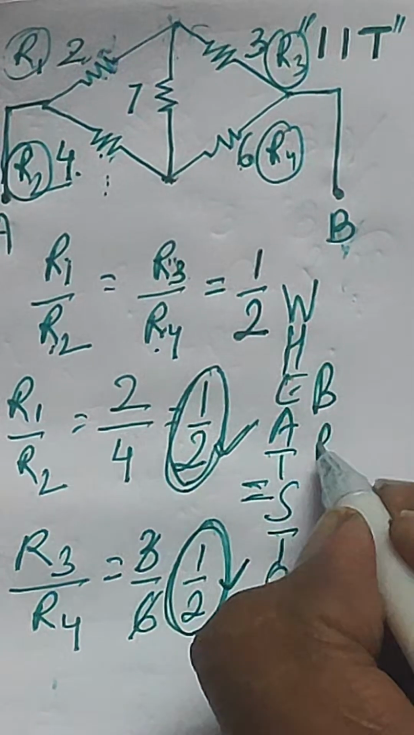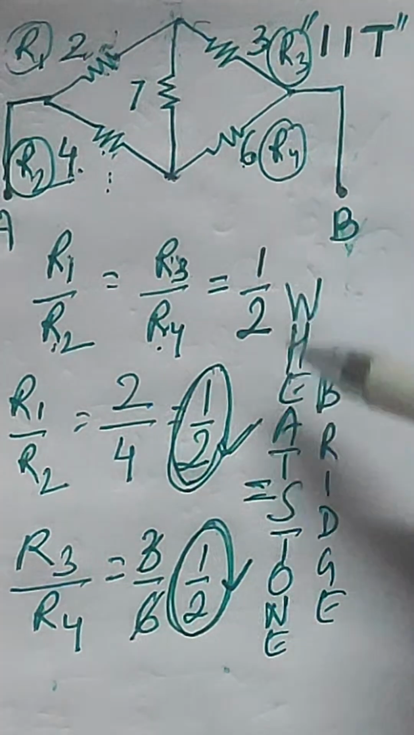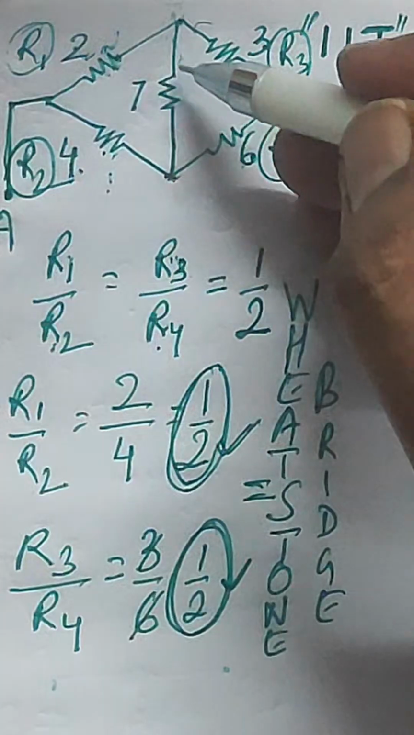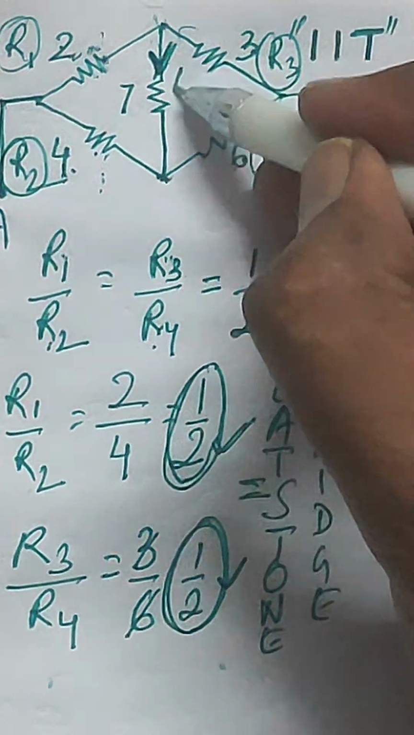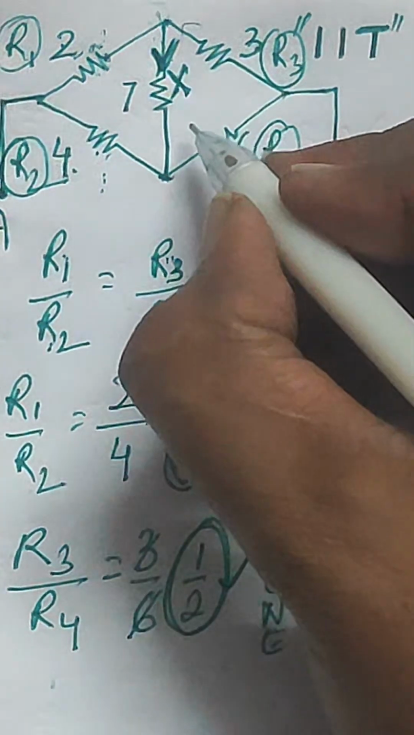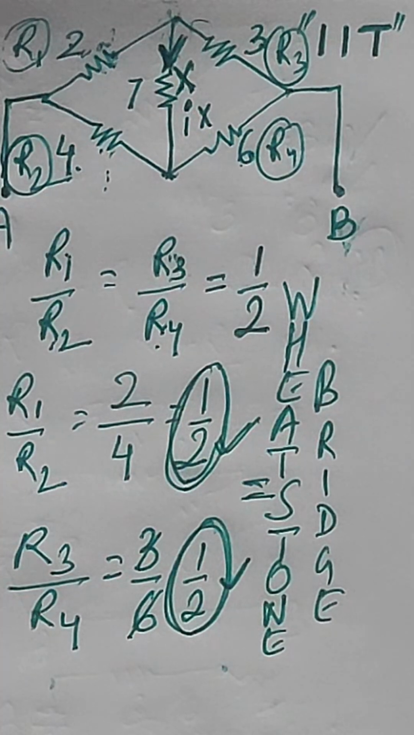Wheatstone bridge. So in this concept, there will be no current flowing through this branch, no current. The current through this tapping branch will not be flowing through.